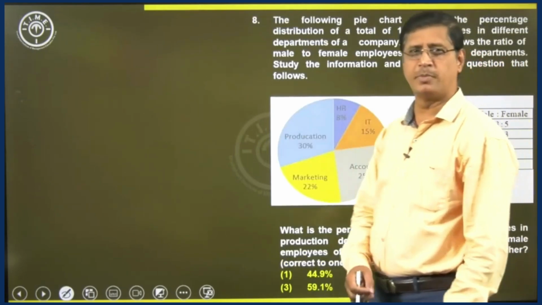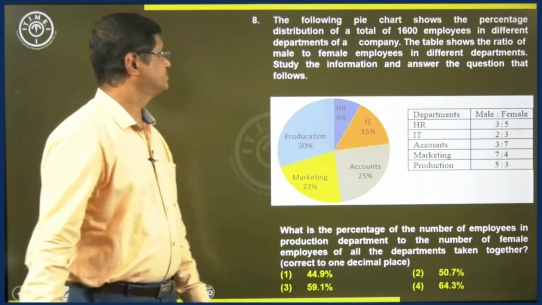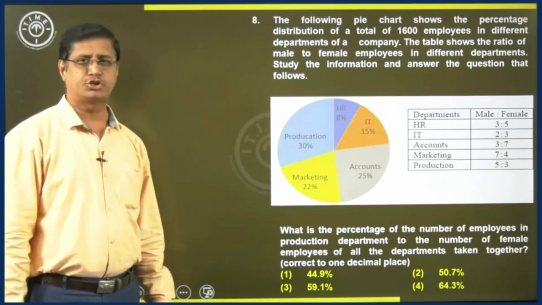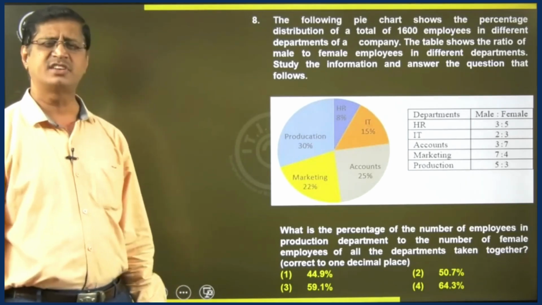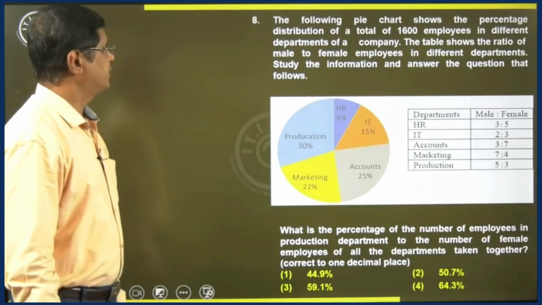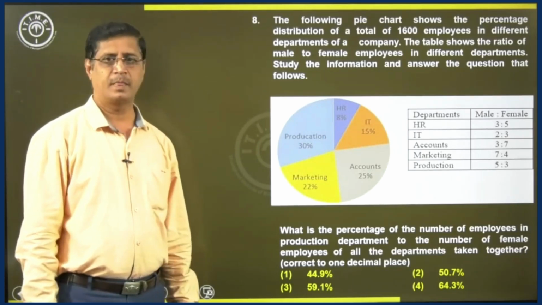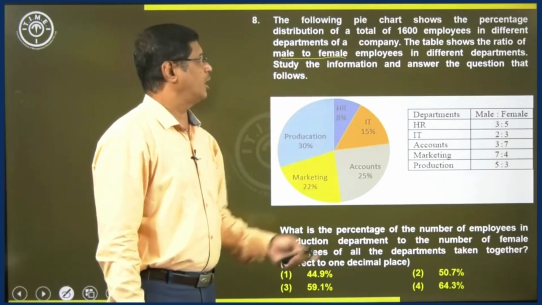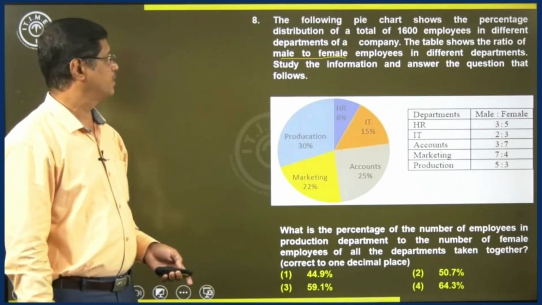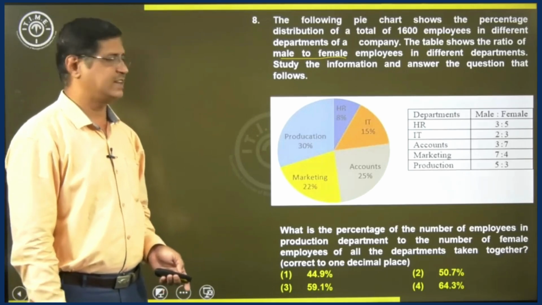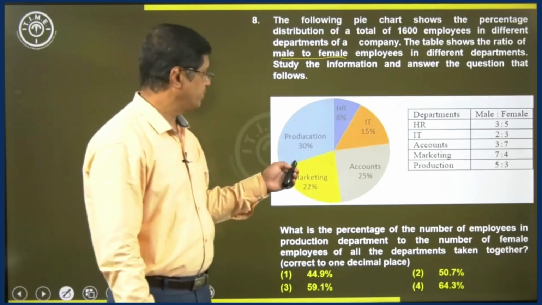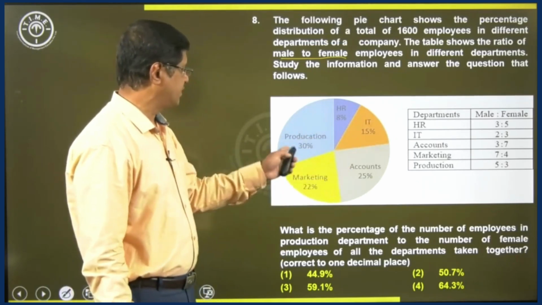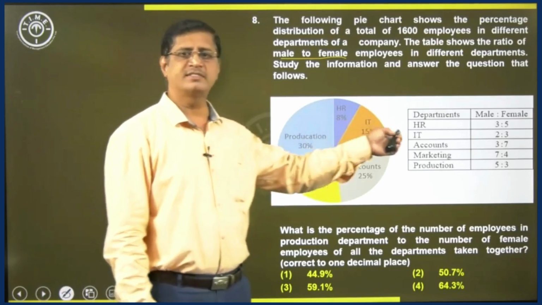Look at the next example, question number 8. The following pie chart shows the percentage distribution of a total 1600 employees in different departments of a company. The table shows the ratio of the male to female employees in the different departments. Study the information and answer the questions that follow. Look at the diagrams here. The pie chart and the table are given: IT department, accounts, marketing, production, HR. How many are males and females, the ratio is given.